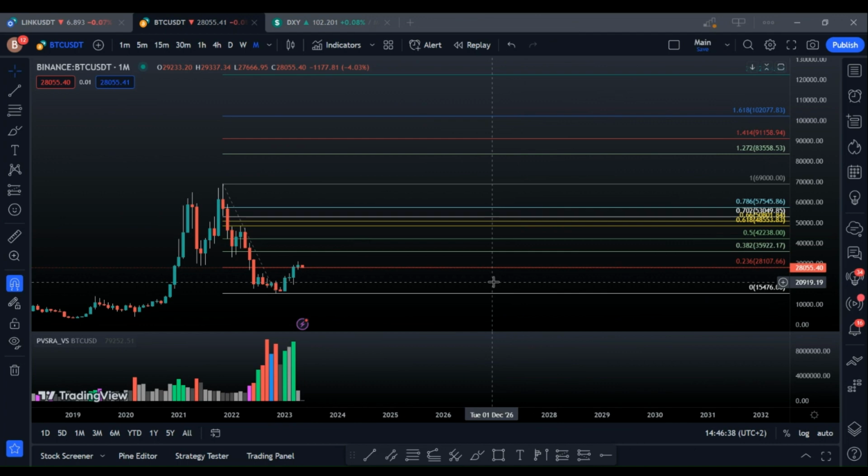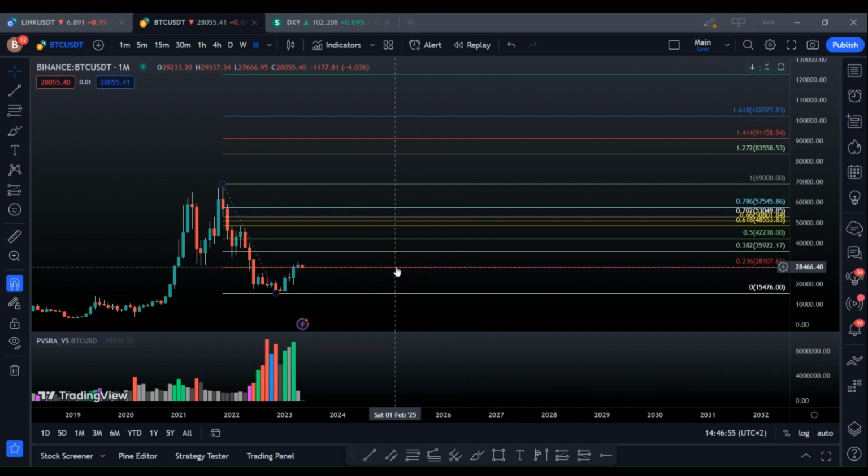However, what we have to remember is that in the end, Bitcoin is the king and leader of the crypto market. So in other words, Chainlink and every other altcoin all follow the price action of Bitcoin. So if Bitcoin is doing well, then altcoins are doing well as well.